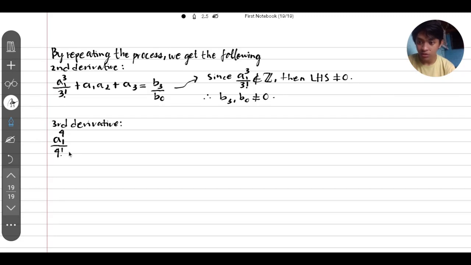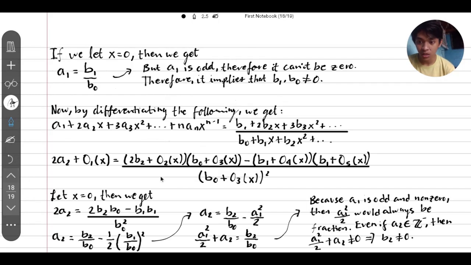So according to this pattern, we have a sub 1 raised to 4 all over 4 factorial plus a sub 1 squared all over 2 factorial times a sub 2 plus a sub 1 a sub 3, and then lastly a sub 4. So this is just b sub 4 all over b sub 0. If you have doubts why we get this pattern, you may try to see for yourself by taking the third derivative of the previous equation, this one.